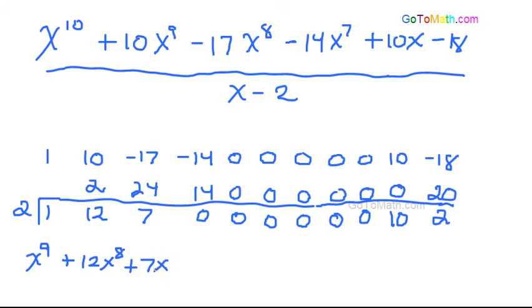Plus 7x to the 7th, plus, and of course we're not going to write these in, but this would be 0x to the 6th plus 0x to the 5th, 0x to the 4th, 0x to the 3rd, 0x squared, 0x, and then plus 10. And then plus 2 over x minus 2. There you go.